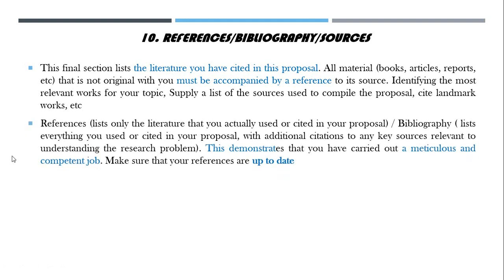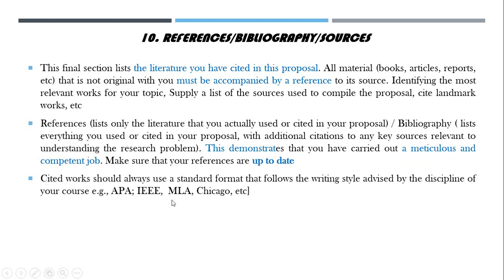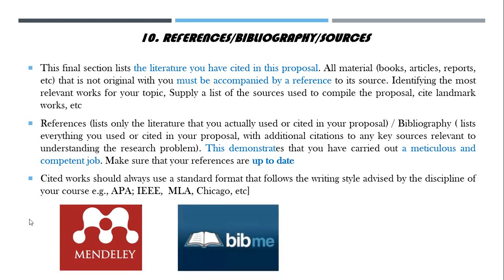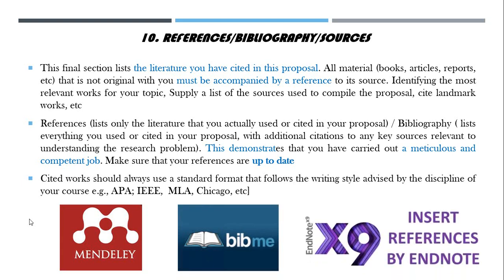This is an example of different citation or writing styles. You can use APA, IEEE or Chicago. These are different writing styles you can use when you are referencing. In referencing, there are different tools used, such as Mendeley. You can use BibMe, which is another referencing or citation tool. This is also another important citation tool, which is called EndNote.